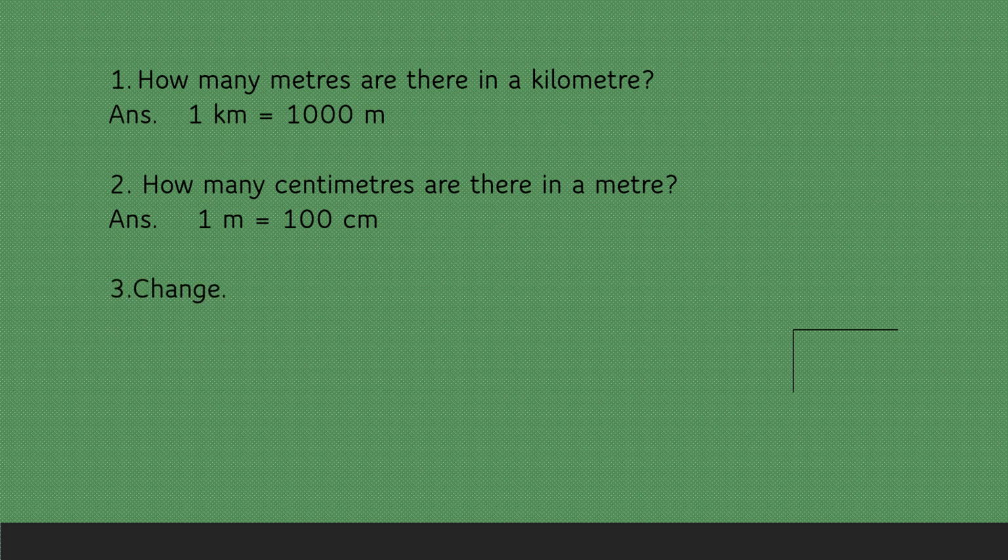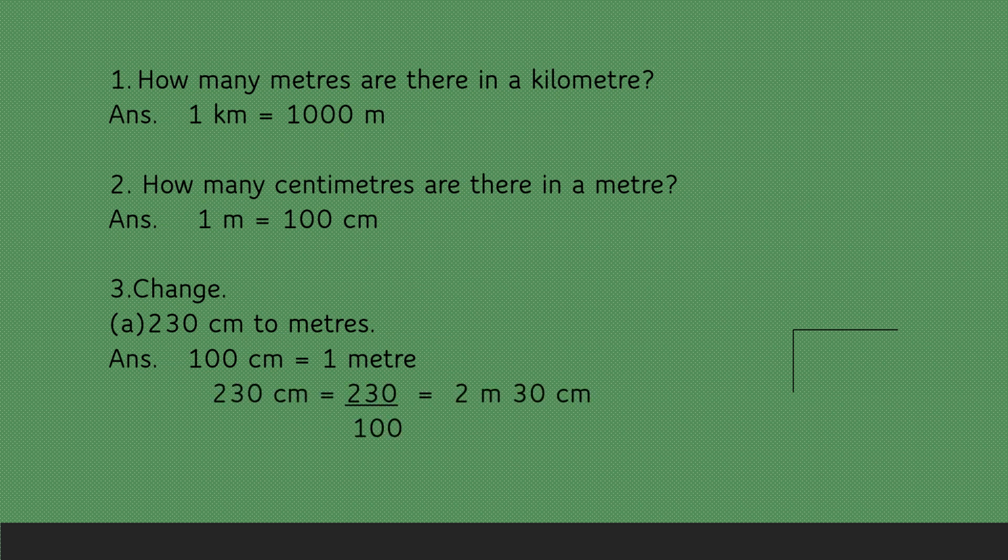Then children, change. Now you have to do conversion. Conversion of units. 230 centimeters you have to change into meters. Now as you know, 100 centimeters is equal to 1 meter, or 1 meter is equal to 100 centimeter. Now you have to change centimeters to meter, and that means going from smaller unit to bigger unit. So you will divide 230 centimeter by 100.